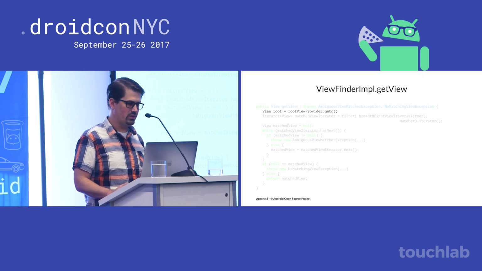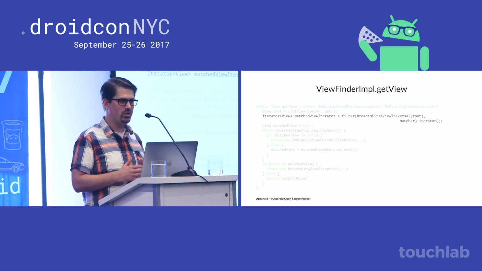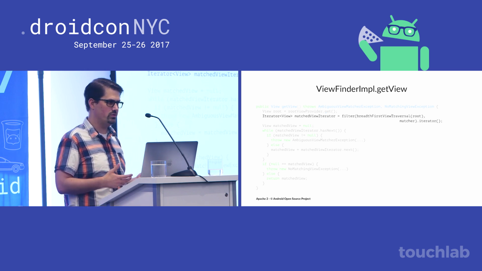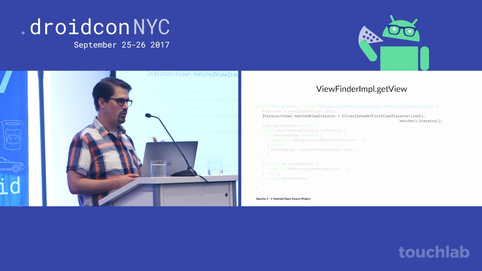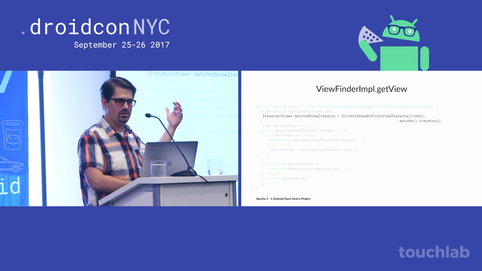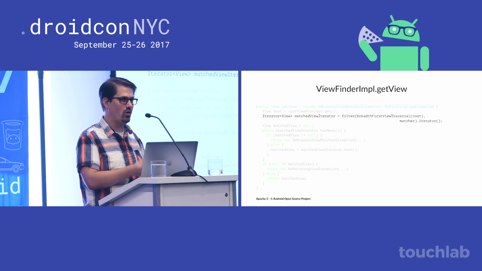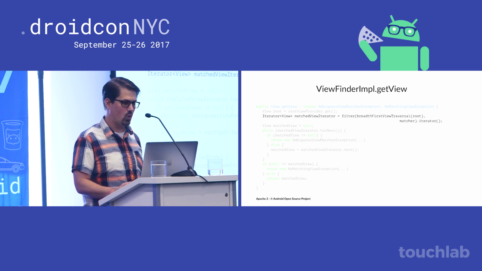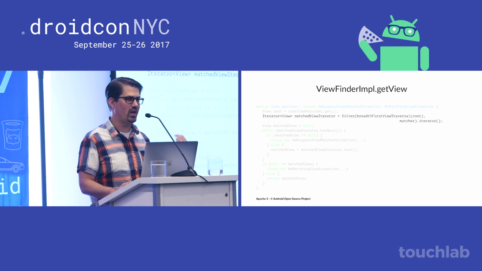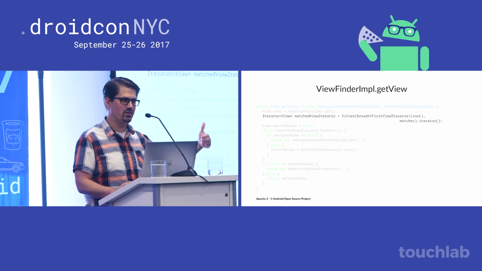So we get the root view. And then we do a breadth first view traversal of the root view. That's just a list of all the views in the hierarchy. We pass that into the filter method, and we also pass in the matcher, which is the withId Bible search, remember, from the beginning. And then we just iterate over all the views after we've filtered for only the views where the matchesSafely method returns true.